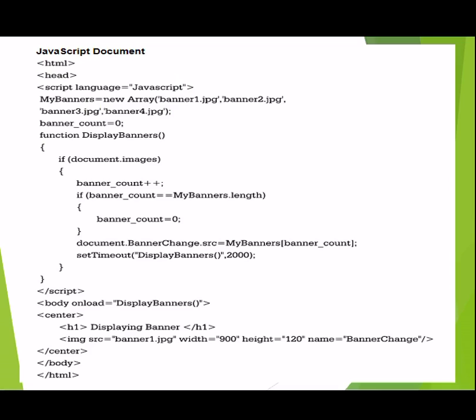Okay, so banner1.jpg width is equal to 900, height of the image is 120, and name is banner change. First, when you open your output, banner 1 will be displayed. After 2000 milliseconds, banner 2 will be displayed. Again after 2000 milliseconds, banner 3 will be displayed. And again after 2000 milliseconds, banner 4 will be displayed. Once all four banners are done, it will start again after 2000 milliseconds, displaying banner one.